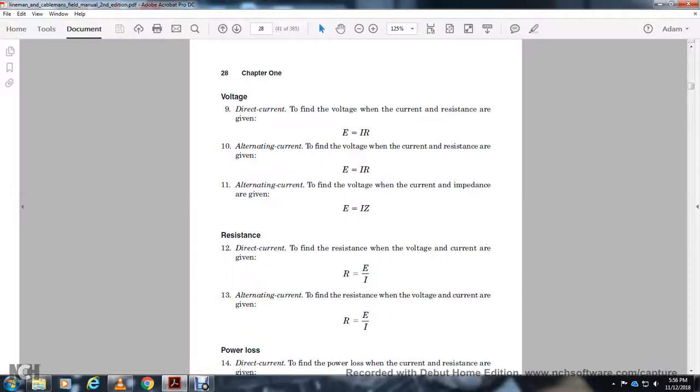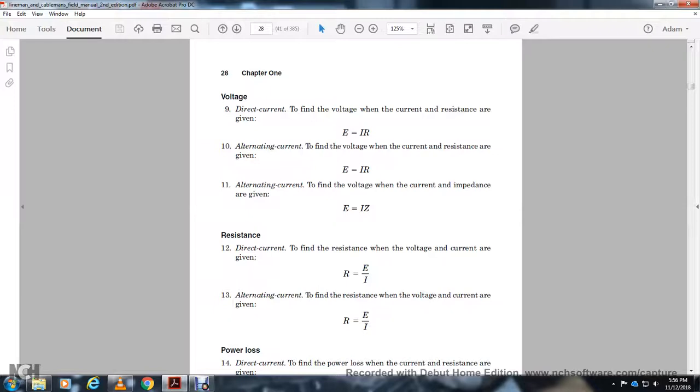All right, voltage for direct current is defined by the current times the resistance: volts equal amps times ohms. For alternating current, the current is given in amps and the voltage is volts equal to amps times impedance: volts equal amps times impedance.